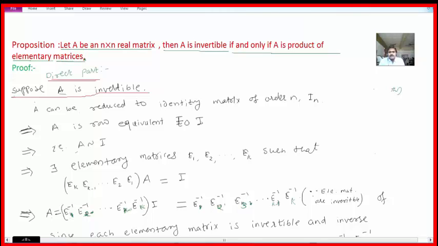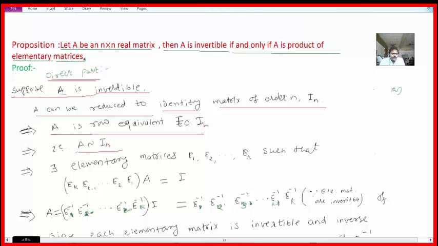The inverse of A exists. By the previous theorem, we see that A is invertible if and only if A is row equivalent to the identity matrix of order n. So A can be reduced to an identity matrix of order n. That is, A is row equivalent to the identity matrix I.